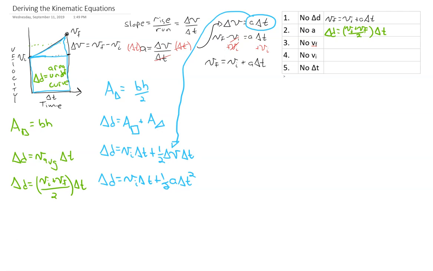And again, this one has no VF, so I'm going to put that in for my third one. Change in distance is initial velocity times time plus 1/2 A delta T squared.